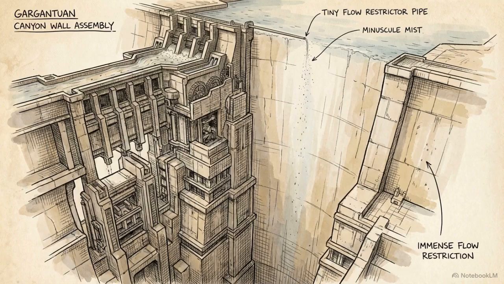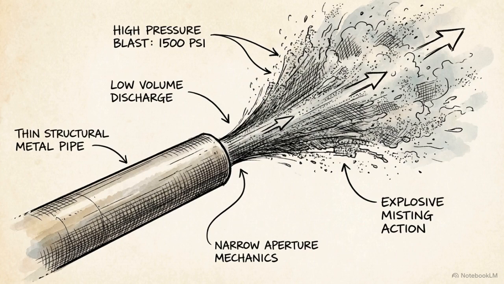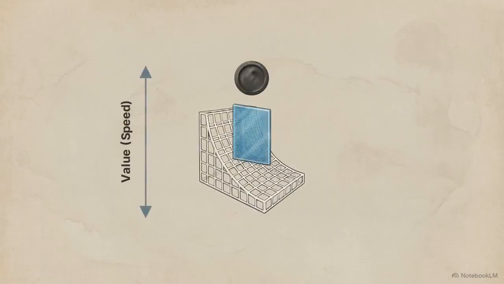Imagine a 1,000-foot waterfall, but the water is restricted to a pipe the size of a drinking straw. The pressure is incredible, but the total volume of water actually reaching the bottom is microscopic. Leverage is the width of your channel.